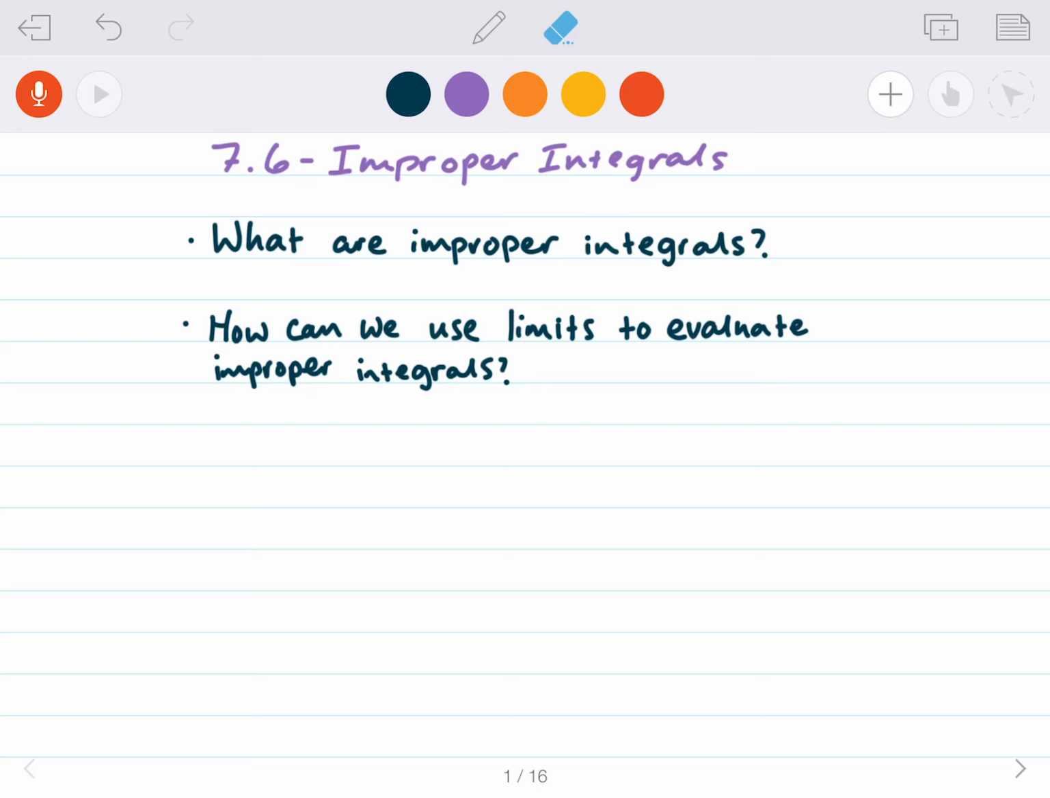Hey guys, in this video we're going to talk about 7.6 in the textbook, improper integrals. So the first thing we need to know is, what does it mean for an integral to be improper?